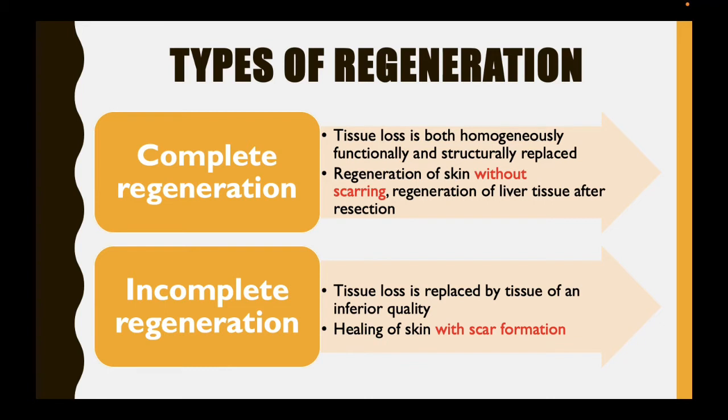So with incomplete regeneration we have tissue loss that is replaced by tissue of an inferior quality. So it would not be the same quality as the original tissue that was present, but of a much lower quality. An example of this would be healing of the skin with scar formation. So we saw that in complete regeneration, there was no potential for scarring. But in the case of incomplete regeneration, there is always the potential of a scar to form when there is healing of the skin that occurs.